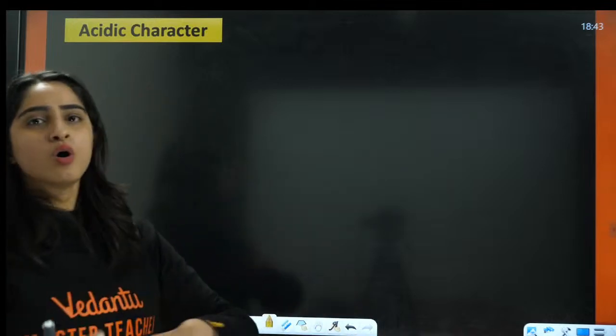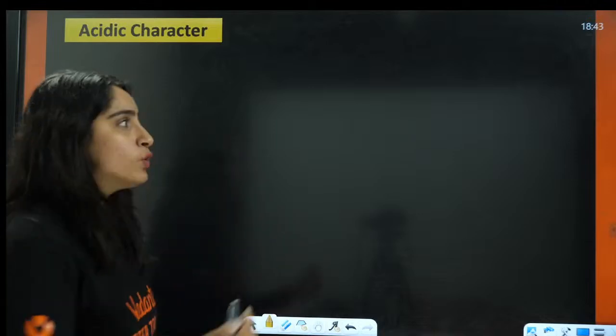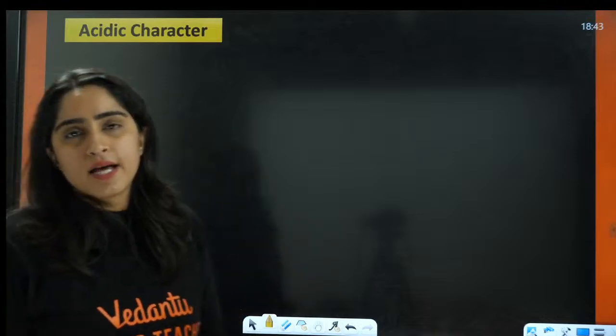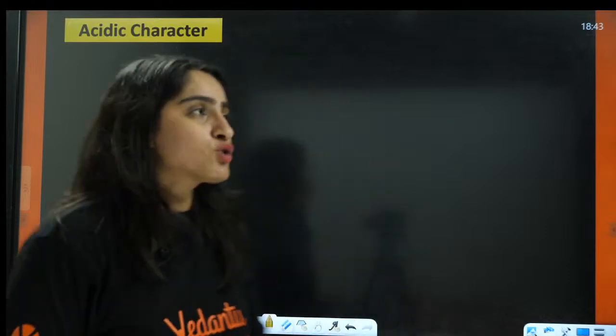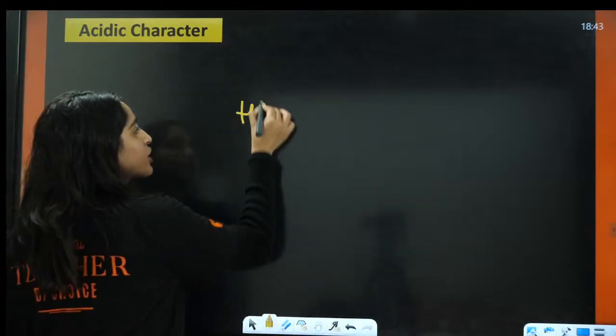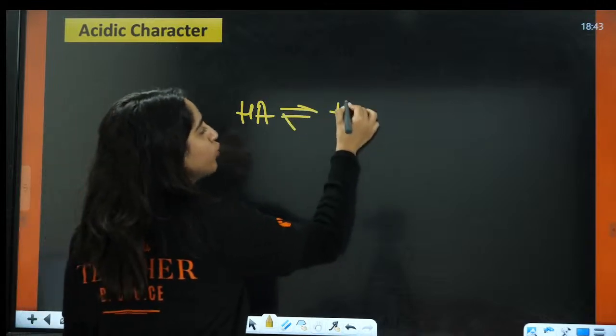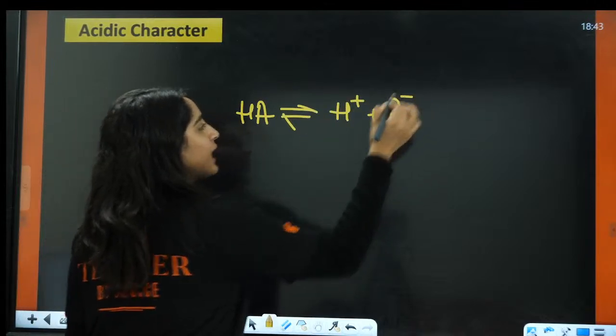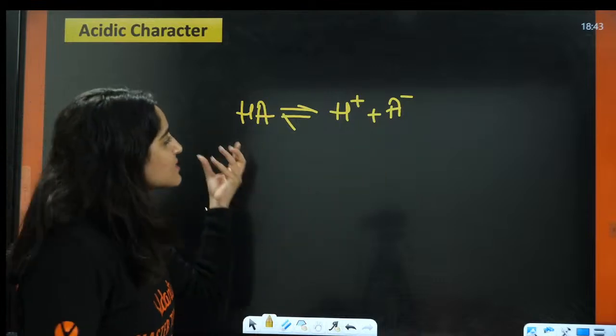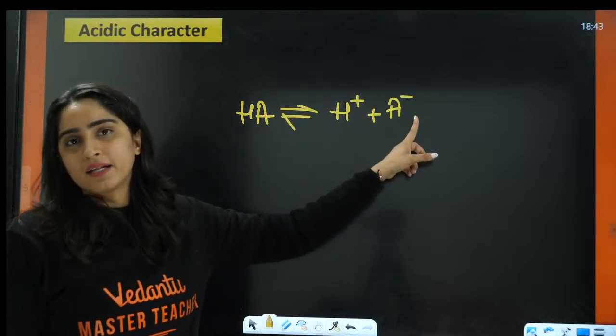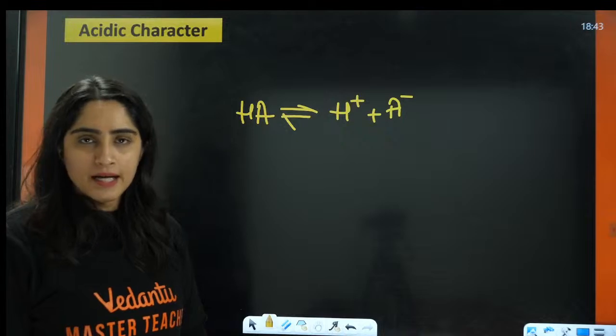Now in acid, what is the tendency of acid? Acid has a tendency to lose H positive ions, right? So you have an acid that is HA. It has a tendency to lose H positive ion and then give a conjugate base. This is acid. The negative ion is the conjugate base, right?